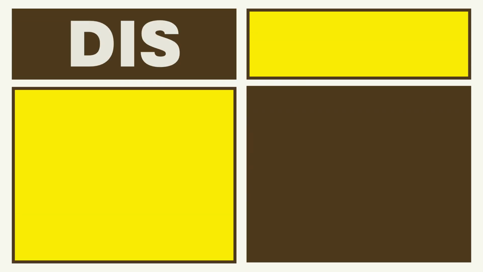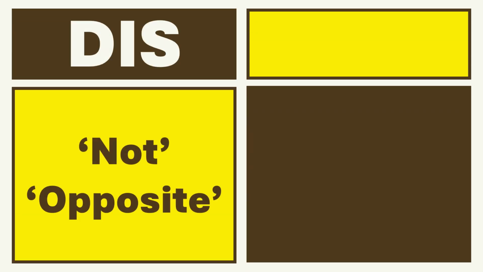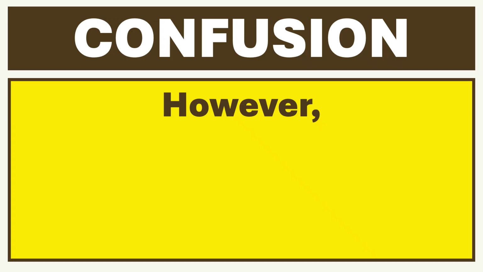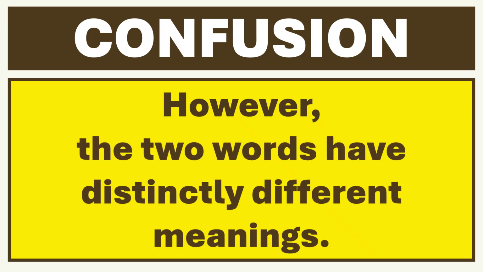The prefixes in question are dis, which means not, but also opposite, and un, which means without or lacking. It's important to consider here that simply because something is lacking something does not make it opposed to that thing that's being discussed, in this case being satisfied. So dis is opposite of being satisfied, where un is not being satisfied. Still confusing? Yes. However, the two words have distinctly different meanings, and we're going to get into that so that you'll have a clear understanding of when to use each.